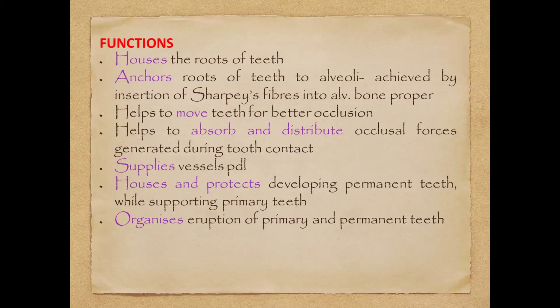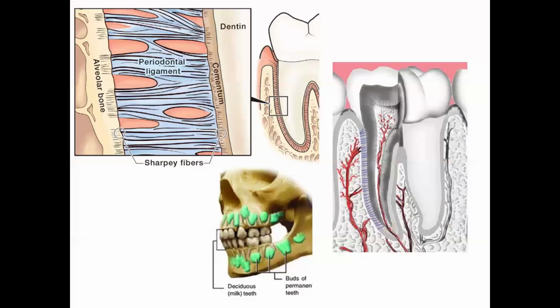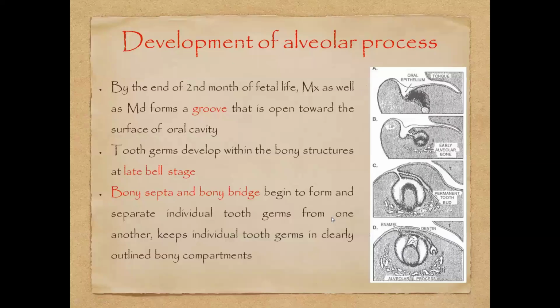It supplies the vessels of the periodontal ligament. It houses and protects the developing permanent teeth while supporting the primary teeth. It organizes the eruption of the primary and the permanent teeth. So in these pictures, you can see the blood vessels supplying the tooth, the housing of the permanent tooth buds and the developing primary teeth, and the insertions of the Sharpey's fibers.